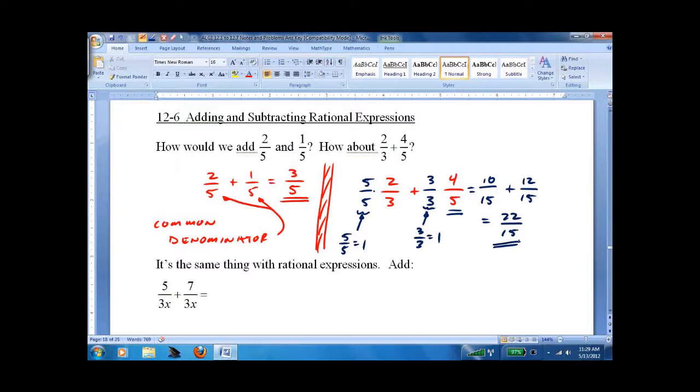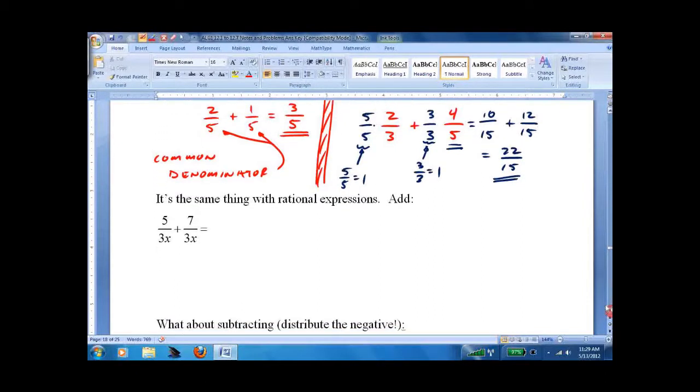Before you go any further, you may want to rewind, watch that a few times, make sure you understand it. Multiply by the opposite denominator over itself so that you have a common denominator. If that's a struggle, then things are about to get much, much worse for you.